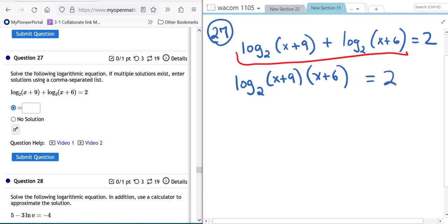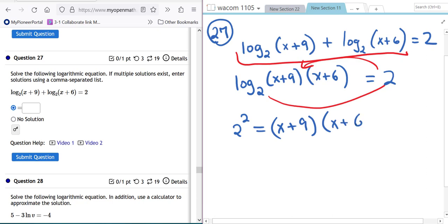And then we'll change form. So we're going to do 2 squared equals this piece. 2 squared equals x plus 9 times x plus 6. 2 squared is 4, and this will do a FOIL. So we have x squared plus 6x on the outside plus 9x would give us 15x and plus 54.